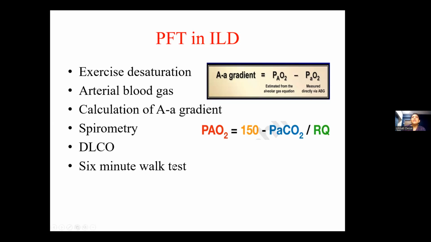Another test that we do in interstitial lung disease, which is very important from the follow-up point of view, is also known as the 6-minute walk test, wherein the desaturation during the test as well as the distance covered during the 6-minute walk test, both are important. A lot of prognostic counseling can be done on the basis of how the patient performs on the spirometry and the 6-minute walk test.